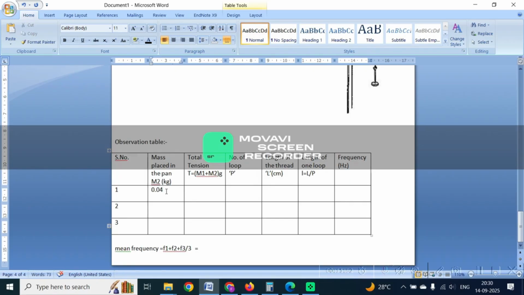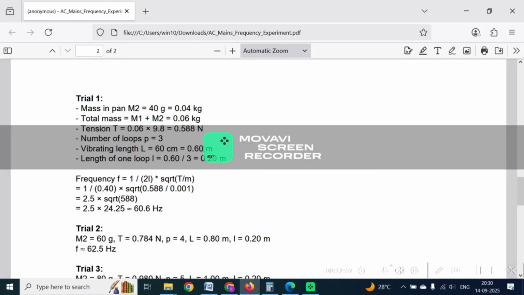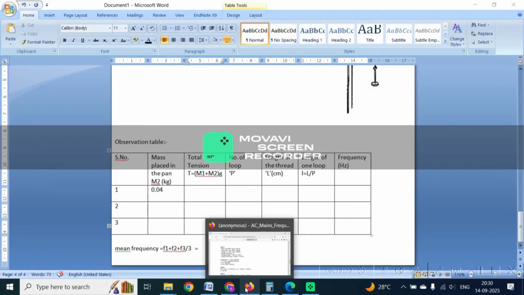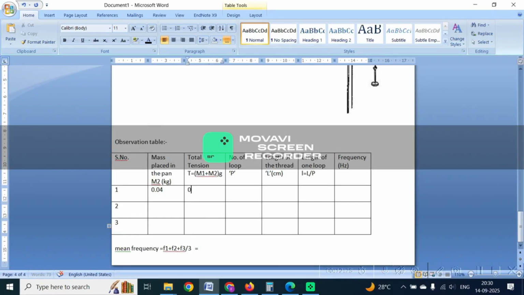Now we don't need to write kg again and again; we have already mentioned it at the top of the column. Now we have to calculate the total tension. Tension is 0.06 into 9.8, so we are getting 0.588 Newton. We have to put 0.588 here.